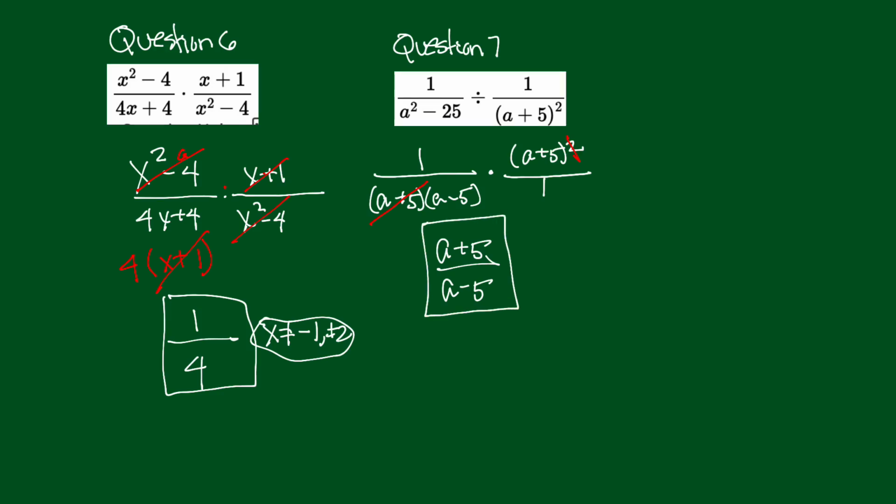Now, just to be complete, I'm going to say this is going to work as long as a is not equal to, go back to the originals and see what's going to make the denominator 0. 5 and negative 5. But one time this was a denominator, right? So what's going to make that 0? Negative 5. But I've already accounted for the negative 5 over here. So I'm just going to say a cannot equal plus or minus 5.